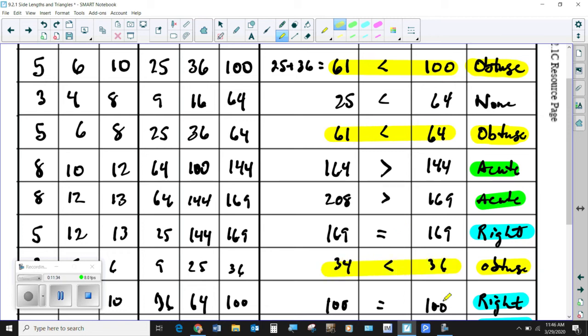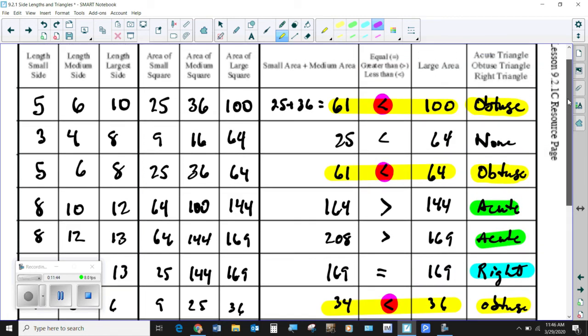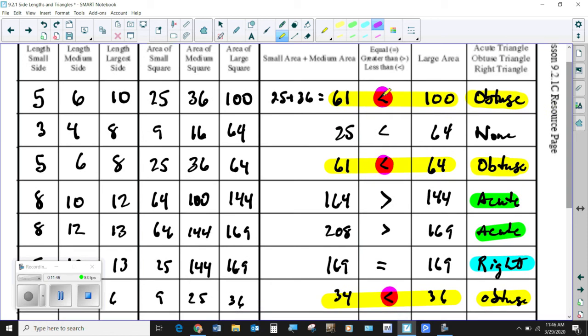Are you noticing the same thing that I'm noticing? Notice here that all of them share the same characteristic where the sum of the 2 smaller areas of the squares is always less than the total area of the largest square. Let's look at all the acutes. What do they all have in common?